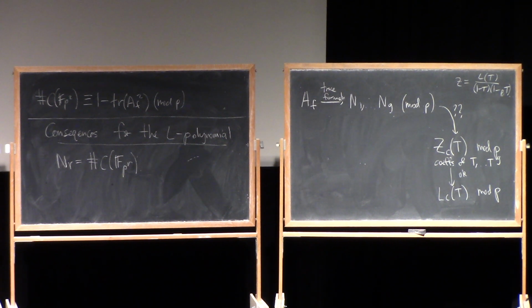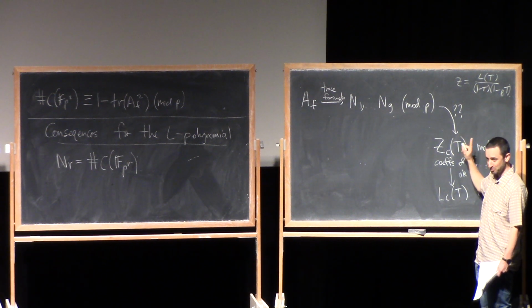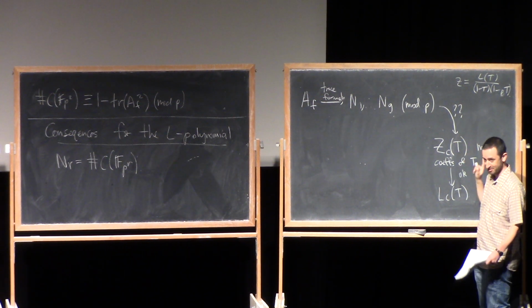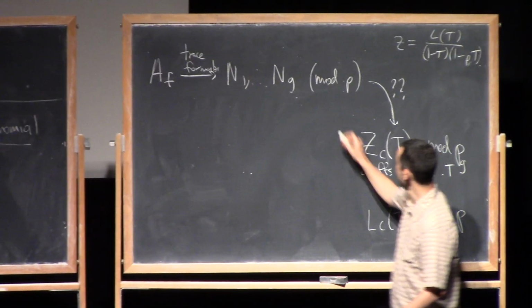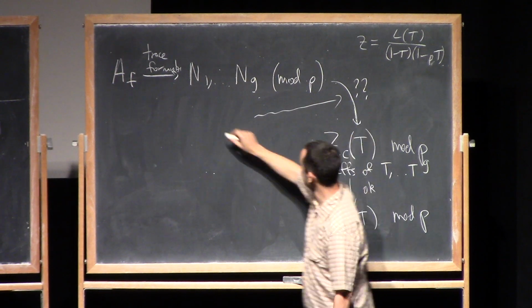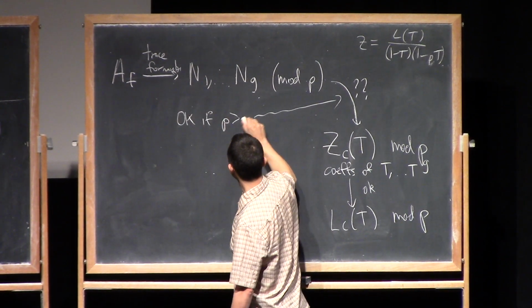Now, there's a few interesting things that happen here. First of all, this arrow does work if p is bigger than g. Let me just check my notes. Is it bigger, or bigger than or equal to? I think it's strictly bigger. So this arrow here is okay if p is bigger than g.